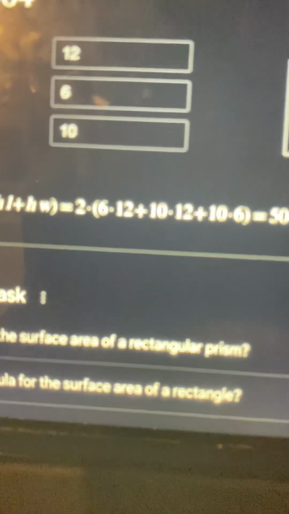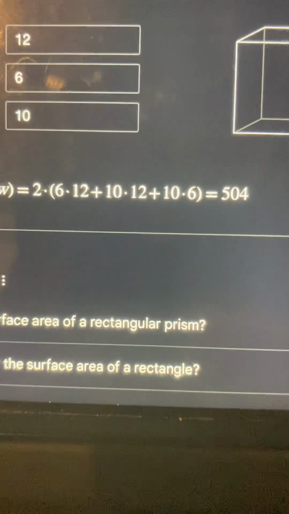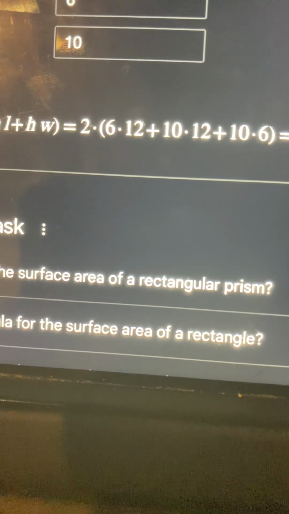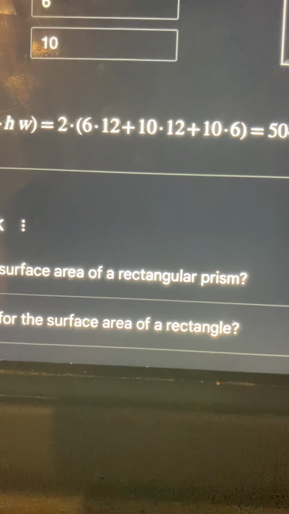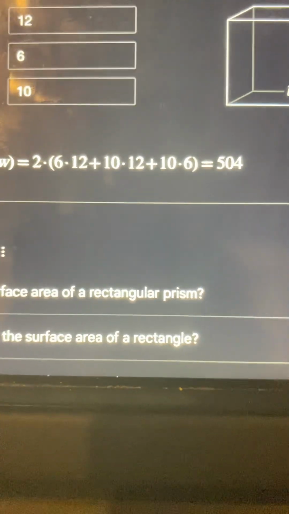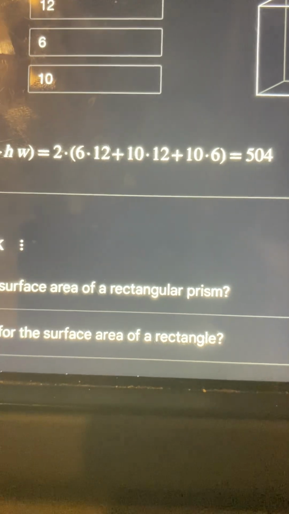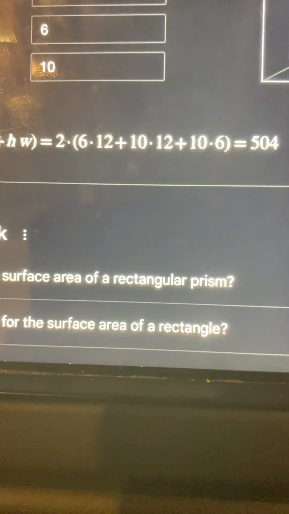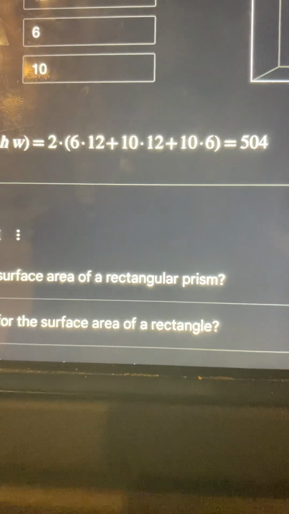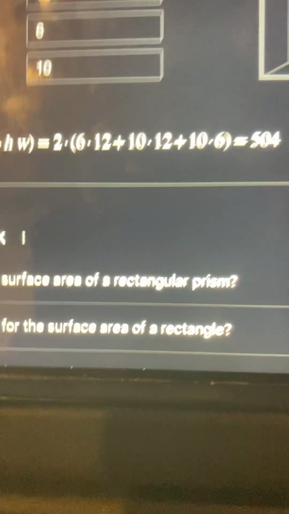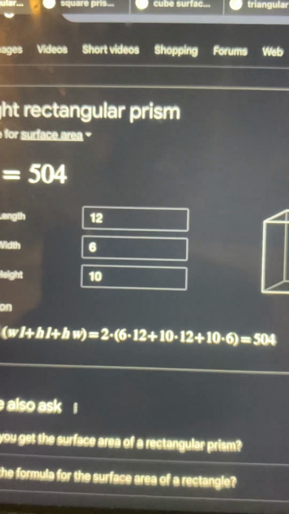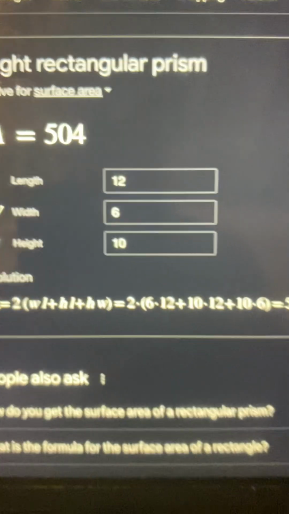So let's get to work. 6 times 12 is 72. 10 times 12 is 120. 120 plus 72 is 192. And 10 times 6 is 60. And 192 plus 60 is 252. And if we multiply 252 by 2, we should get 504. So we should get 504 as our answer.